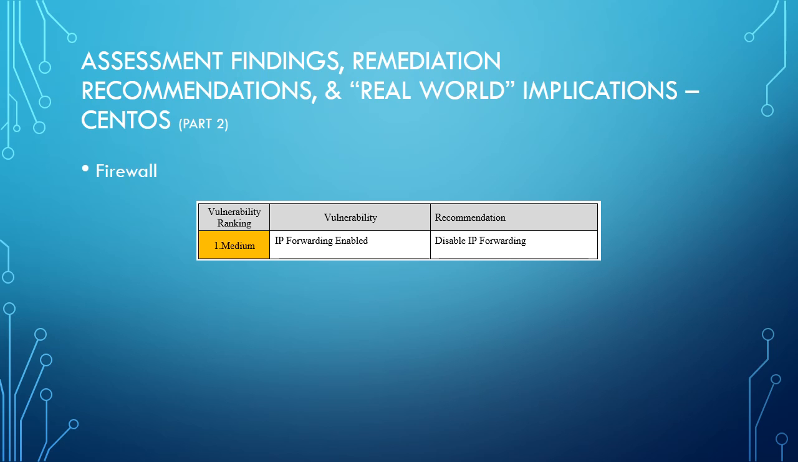For the firewall, there was one medium vulnerability that had IP forwarding enabled. The remediation is to disable this, and you can disable it with a simple command line prompt that is just one line. This was entered into the firewall, into the IP tables, but it was entered incorrectly, and it wasn't caught until these scans were run, so that's why it's showing up.